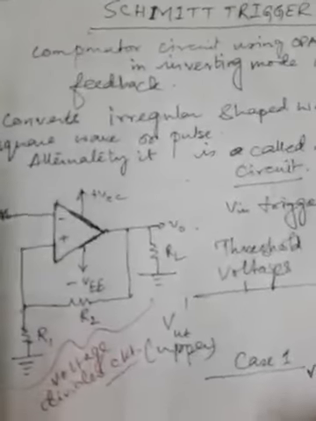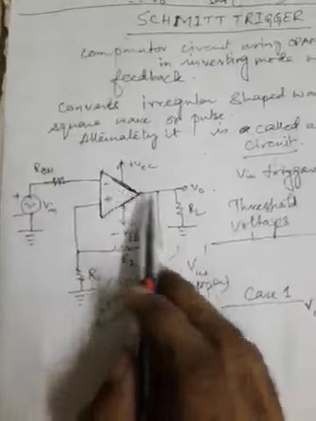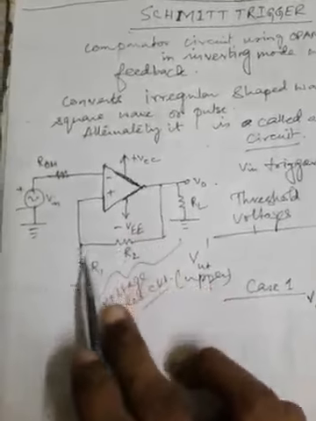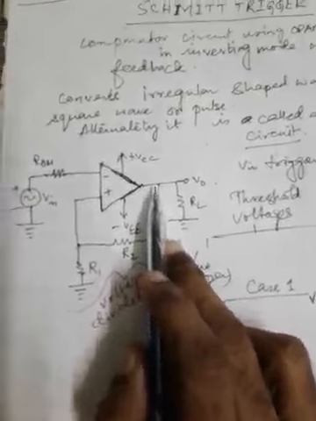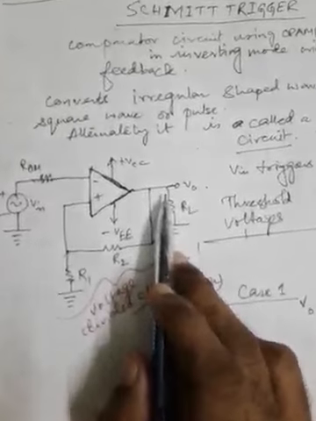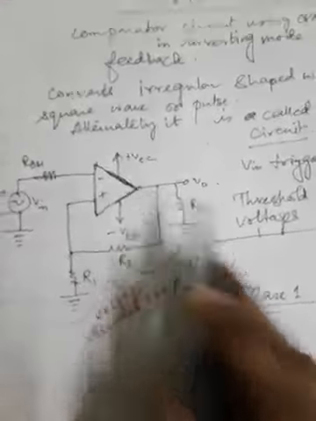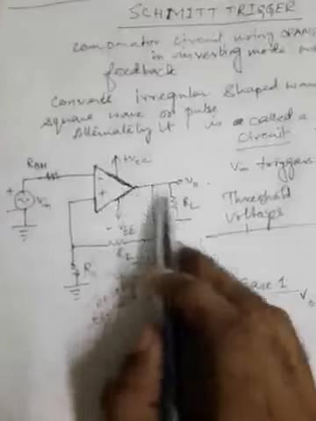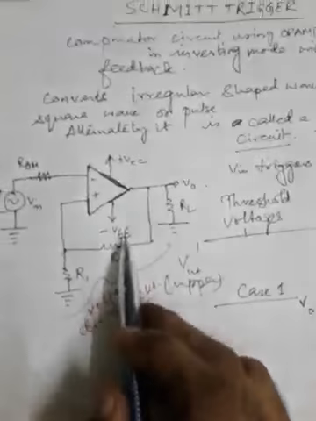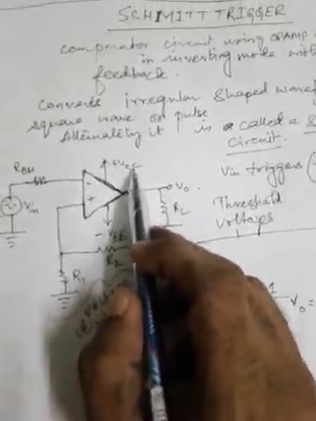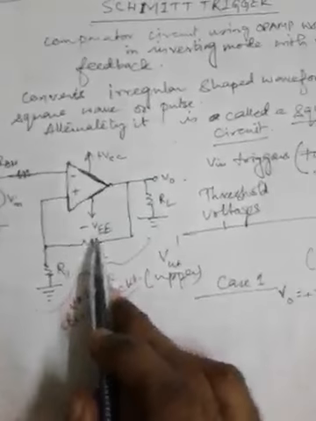Whenever, case 1, VO is equal to plus Vsat. Since if this op-amp did not have the R1 R2 potential divider circuit connected with the output, it would be working in comparator operation, in open loop configuration. So therefore the output will obviously switch between two states, plus VCC and minus VEE. Plus VCC means it is plus Vsat and minus VEE means it is minus Vsat.